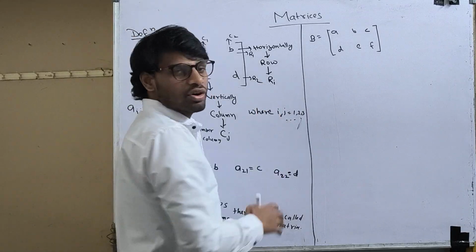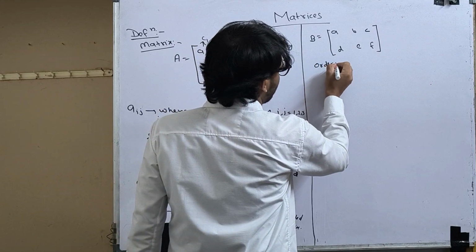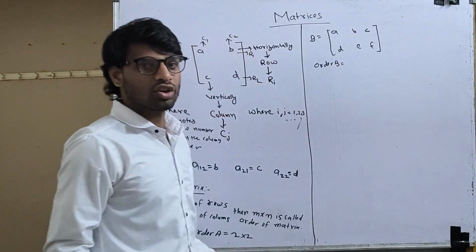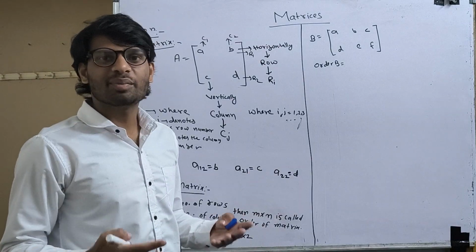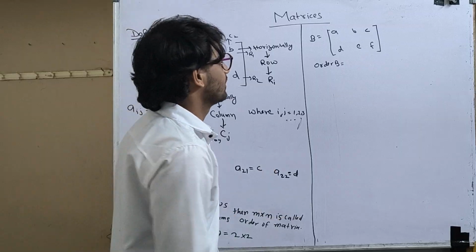So the order of B is, first we write the number of rows. Don't get confused. First write the number of rows.